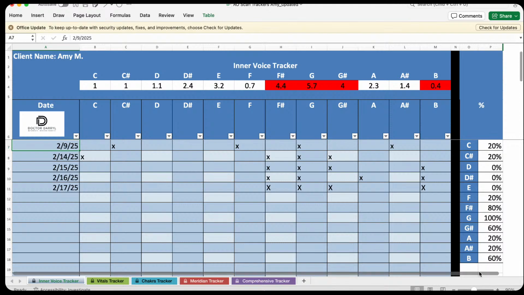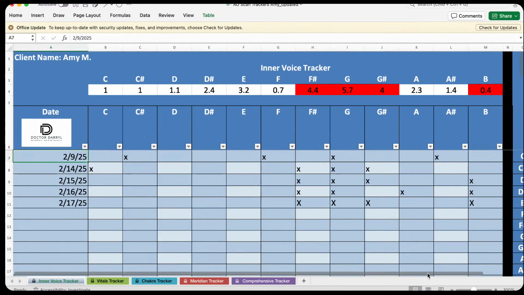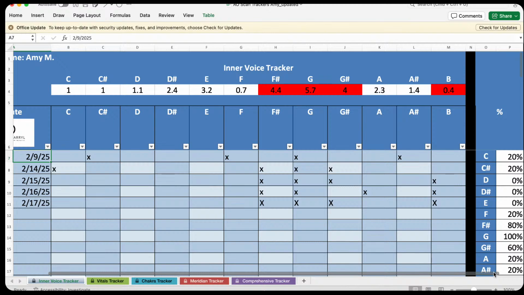Now let's look at Amy's trend from inner voice. Let's see. So I'm gonna move over here. Can you all see this on the side here? I hope you can. Yeah. 100% of the time since I've been monitoring her, G shows up. G shows up 100% of the time. F sharp shows up 80% of the time.